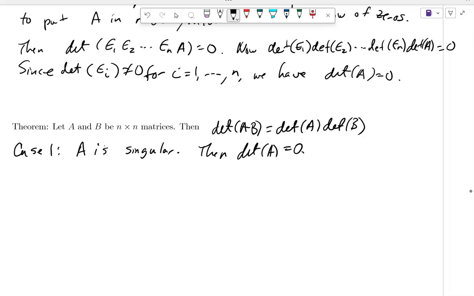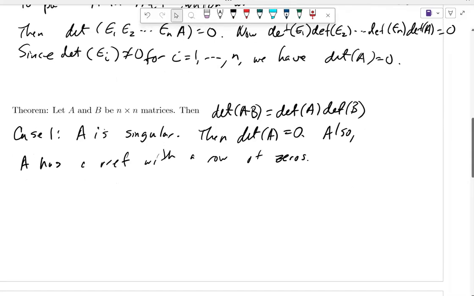So if A is singular, we know that when we do the reduced row echelon form of A, we get a row of zeros. Right? We agree? Okay.